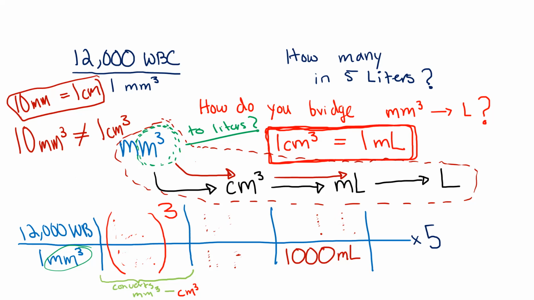It's important to make sure that your units cancel properly, because if they don't cancel properly, that is an important way of being able to tell that you're going to get the wrong answer. Does that make sense? Yes. Okay.